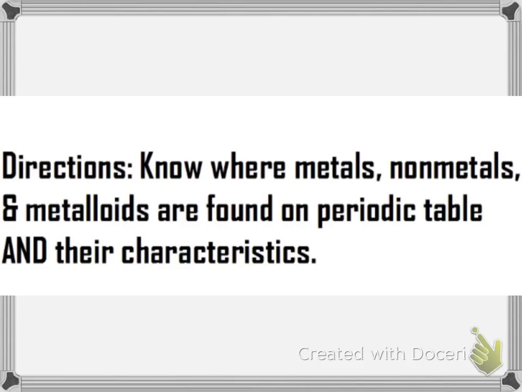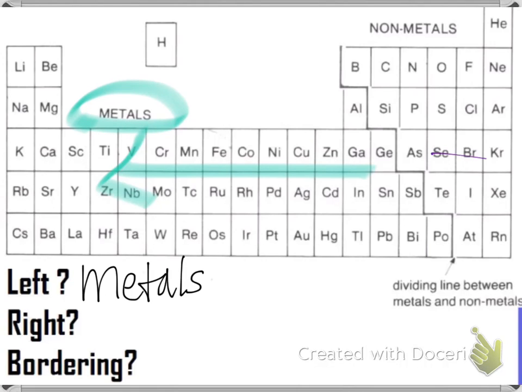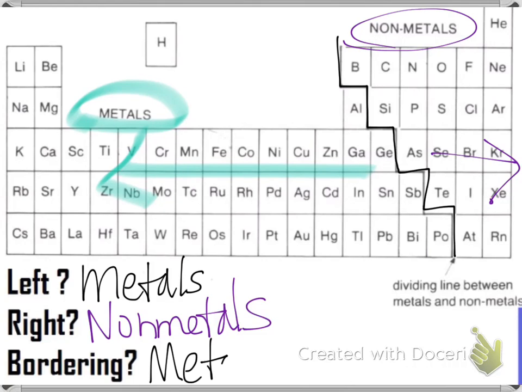Also, you need to know where metals, nonmetals, and metalloids are found on the periodic table and the characteristics of each of those three. What's found to the left? We have metals, correct. What's found to the right? We have nonmetals, correct. And we have that zigzag line here. What is that? That is metalloids.